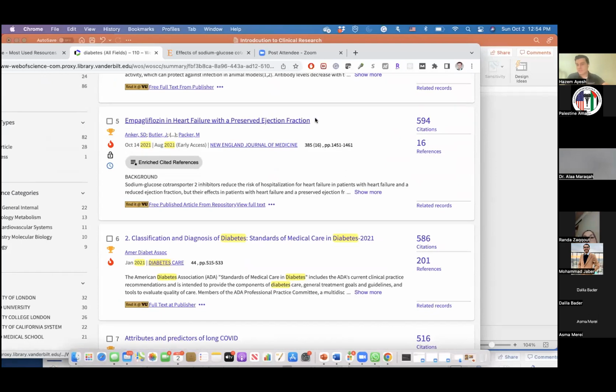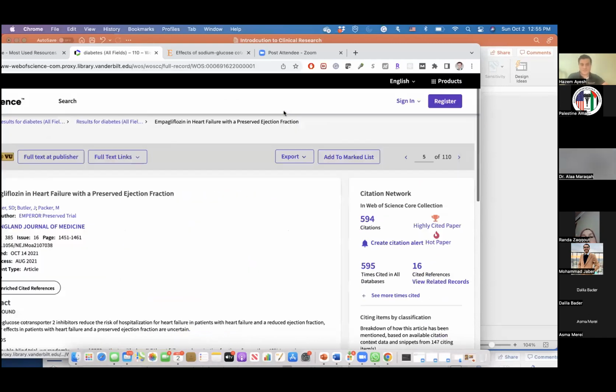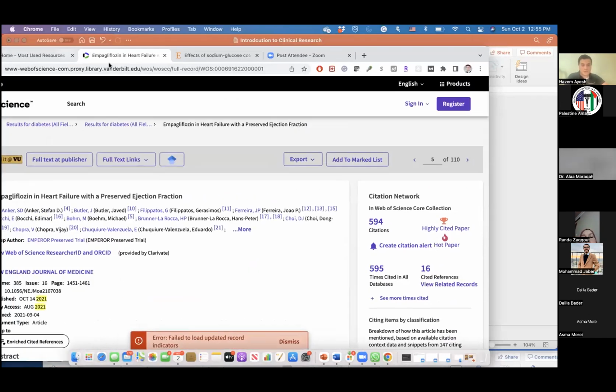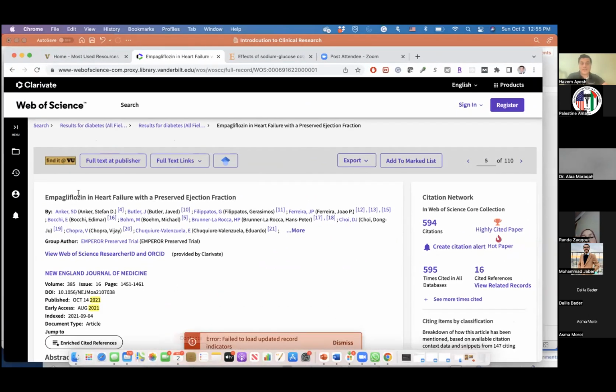Oh yeah, preserved ejection fraction. There's almost 500 or 600 citations on this one. It's a New England Journal of Medicine. Okay, let me click on this, for example. Yeah, you can then download the article, and then, let's see, empagliflozin.